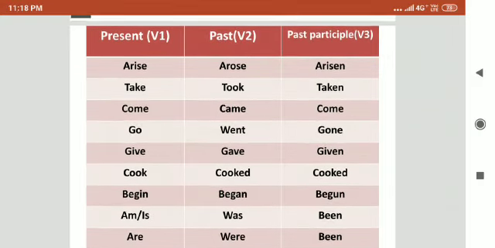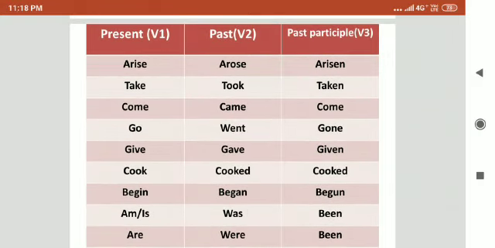Okay, there are three forms of verbs and we will learn about them. So now let's see what the three forms of verbs are. In the first one, in present tense, the verb we use is called present form or first form of verb. As you can see up there, the first one is written present, V1. We can also say V1 to make it easier for you. V means verb, okay? So present or V1.